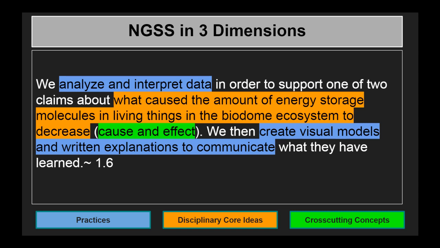You're going to go back and update your digital model from yesterday, and then provide a written explanation to communicate what you've learned. In other words, how does your model and the graph demonstrate your understanding of what might be happening in the biodome?